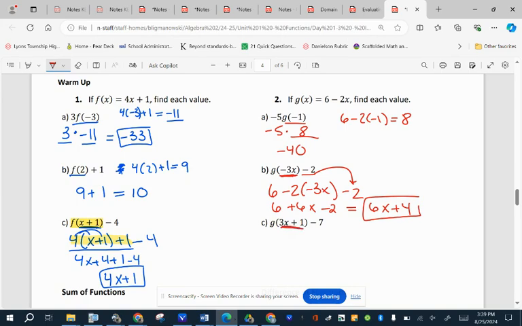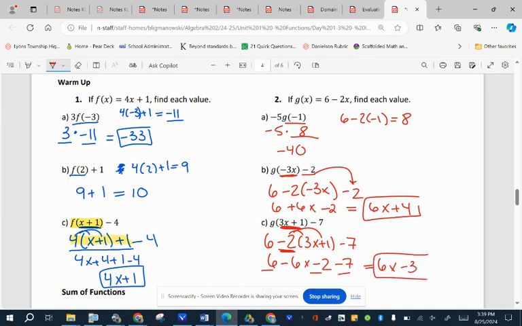Again, this one's a little bit tricky. We're going to put 3x plus 1 in for x. So 6 minus 2 times 3x plus 1, minus 7. Distribute: 6 minus 6x minus 2. Again, you're distributing a negative 2, so be careful there. Now we're going to combine like terms. 6 minus 2 is 4, minus 7 is negative 3.